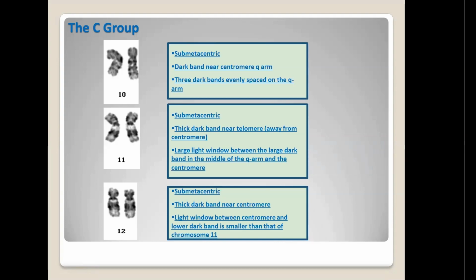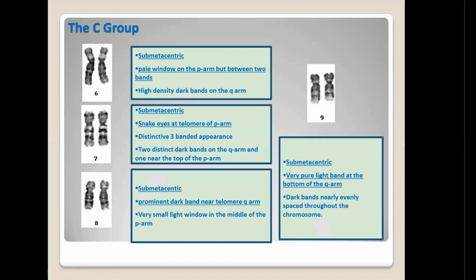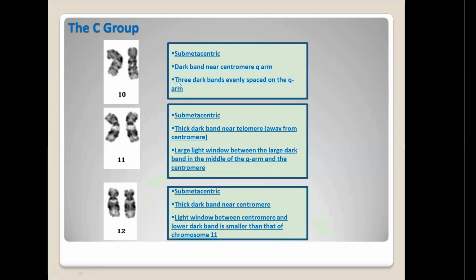In chromosome 8, there is a dark band near the telomere, while in chromosome 10, there is a dark band near the centromere at the Q arm. Another thing is, there are 3 dark bands evenly spaced on the Q arm. This is the identity of chromosome 10.